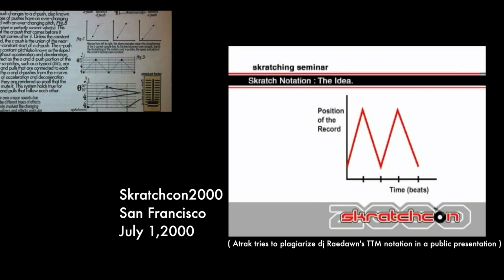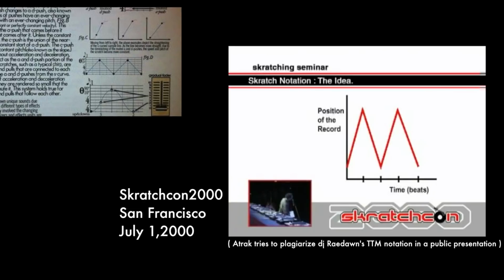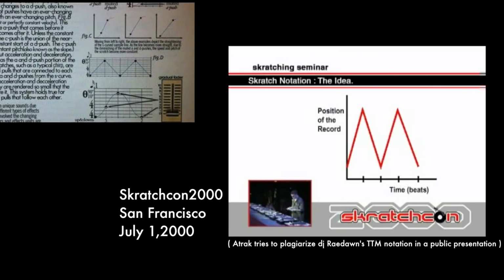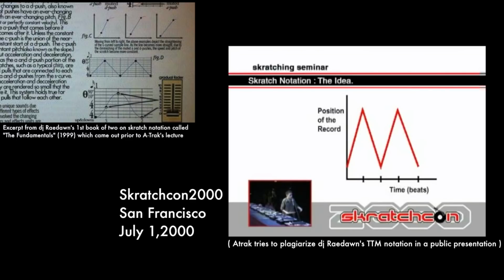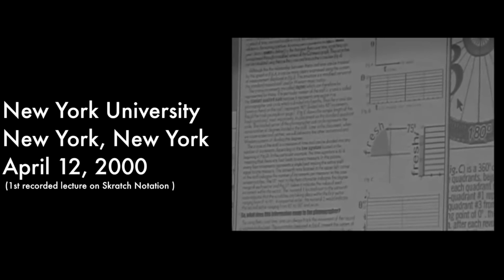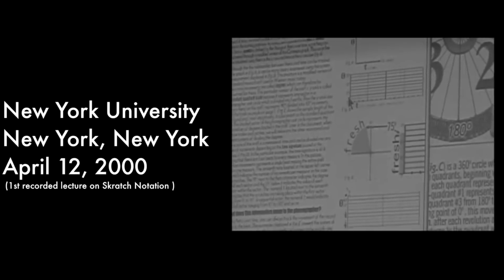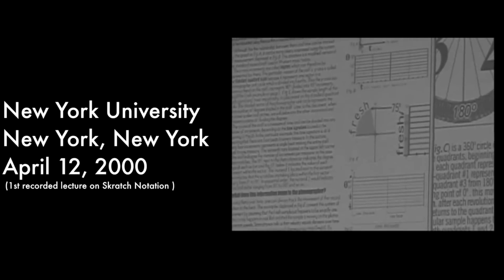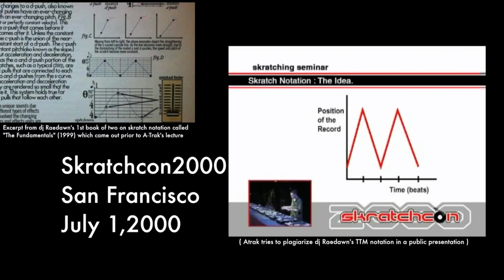This is the main idea here: to draw the scratches with the record movement as a function of time. So I don't usually draw the horizontal axis and the vertical axis like I did on top there. This is just to explain the principle. The horizontal axis is time, and I divide it into beats and then into bars. And the vertical one, as you can see, is the position of the record.